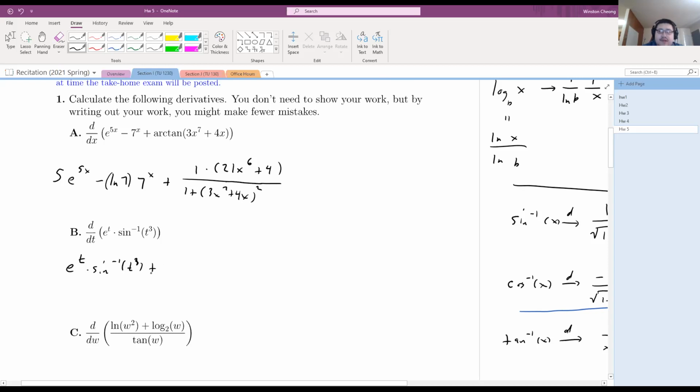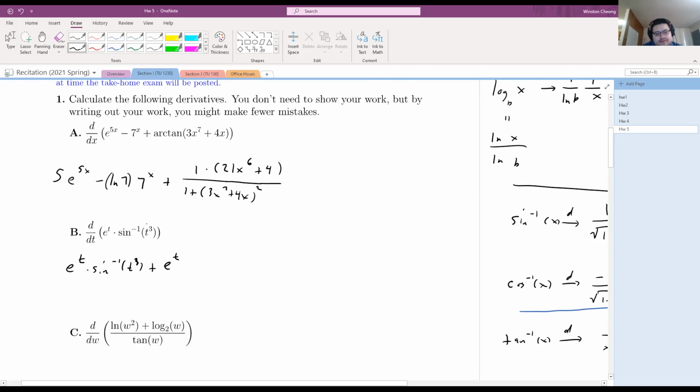But now we have the second half of the product rule, which says we need to take the derivative of the other guy and just copy down the other function. Now, taking the derivative of inverse sine, notice that this inner function is a bit more complicated, so we have a chain rule that will take place.